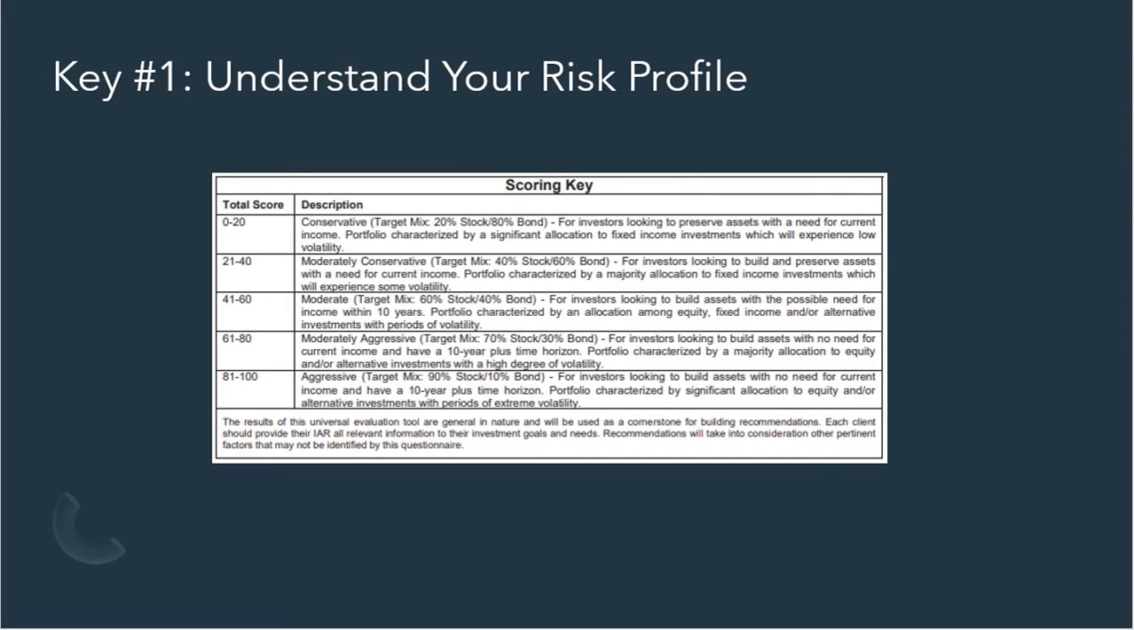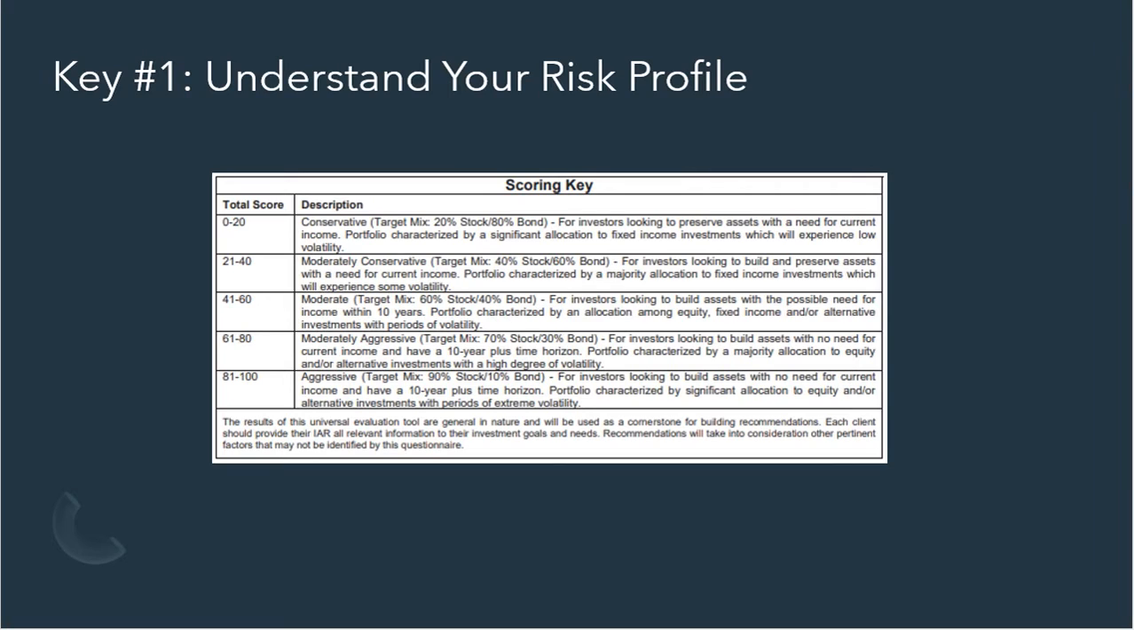So this is the scoring key. For the survey link that I'm going to send you, if you score between 0 and 20, you're conservative. If you're 21 to 40, you're moderately conservative. So you basically are looking to build and preserve assets with a need for current income. Portfolios are characterized by a majority allocation of fixed income, and there need to be some fixed income alternatives right now with the market environment that we're in, and we'll talk about that as well. And then it goes up from there.